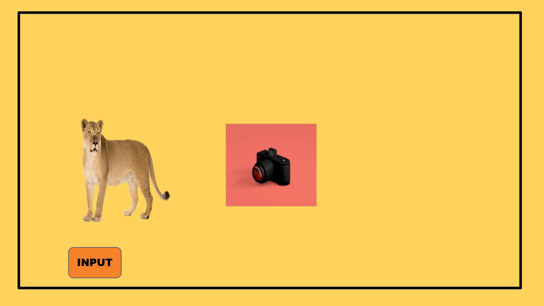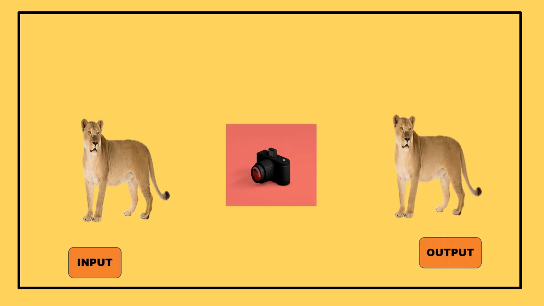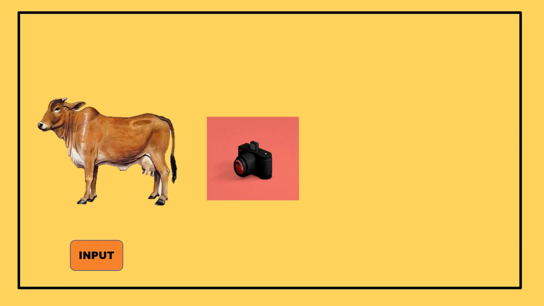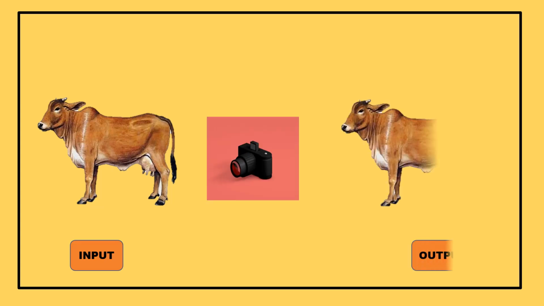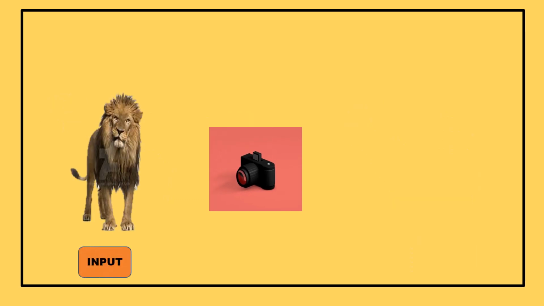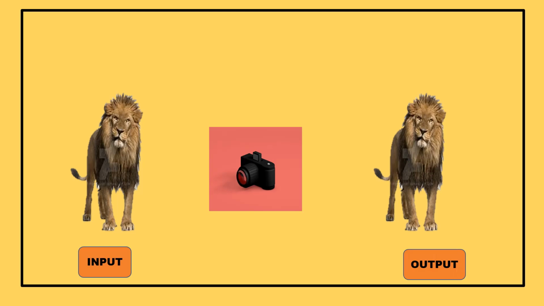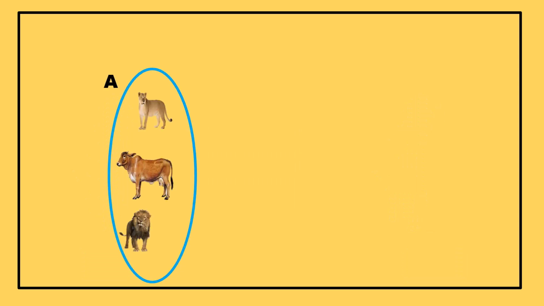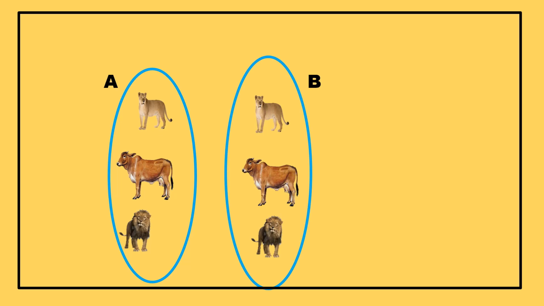If you take a photo of a Linus, you get an image of a Linus. If you take a photo of a cow, you get an image of a cow. If you take a photo of a line, you get an image of a line. All the input values are collected to form a set, which is known as the domain, and all the output values are collected to form a set, which is known as the codomain. Since our function is photo capturing, whatever input value you give, it reflects as output, so it is an identity function.